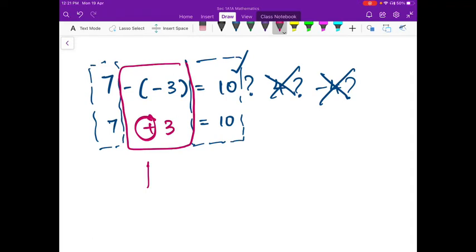Oh wait, are you saying that this part looks like a plus? Is that what you're saying? Oh wait, you are trying to say that it is like this, is it? Is that what you're saying? This.